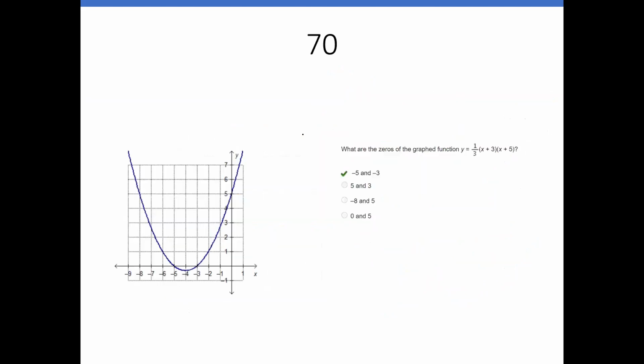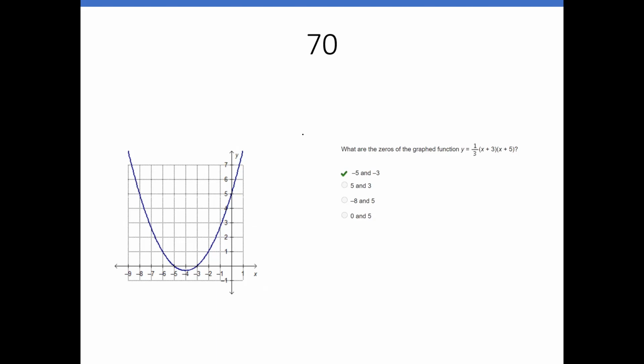Last question. Go ahead and take a look at that, read it, see where you guys are at with that. Okay, so what are the zeros for the graph function?